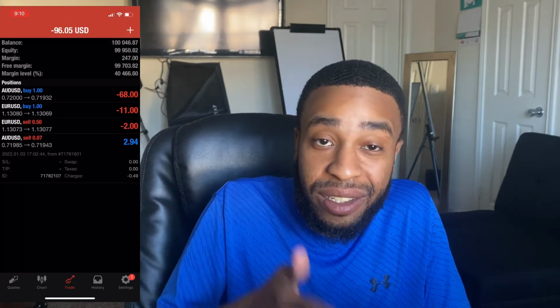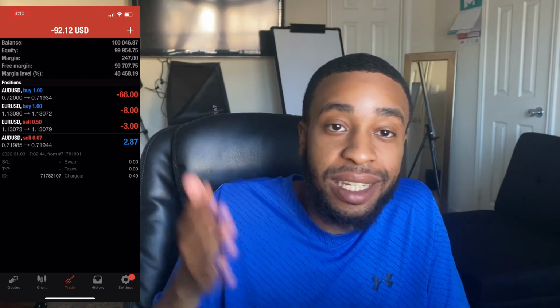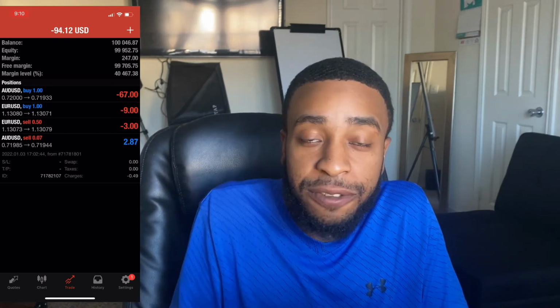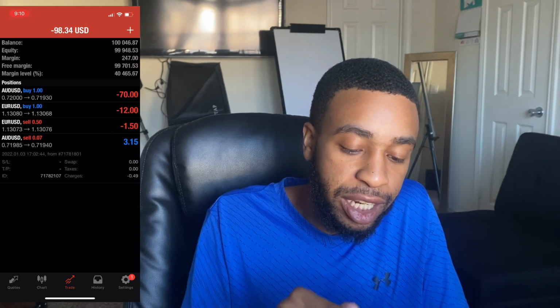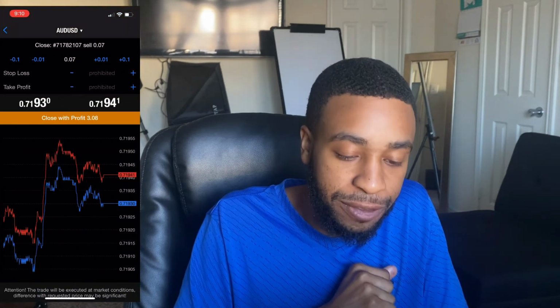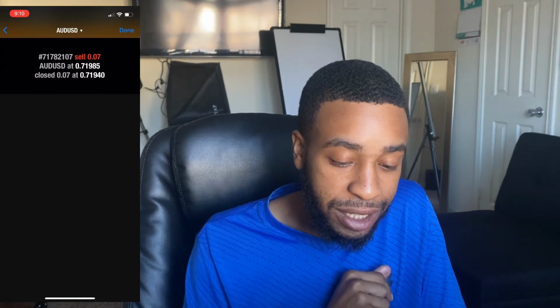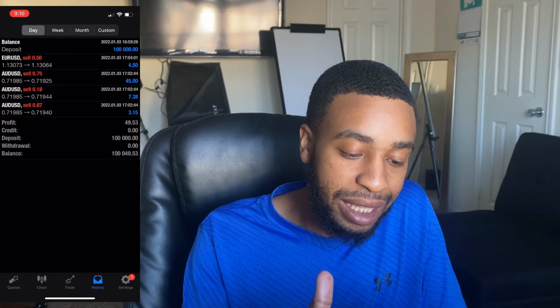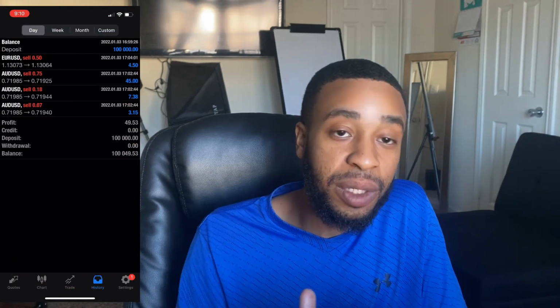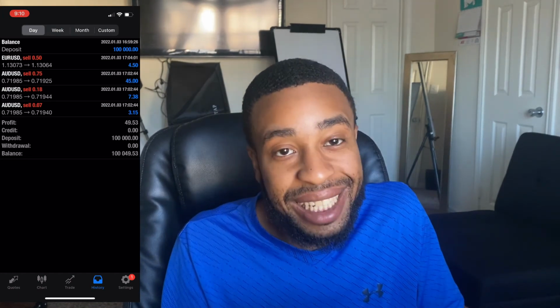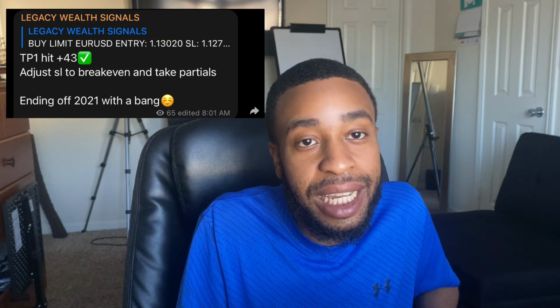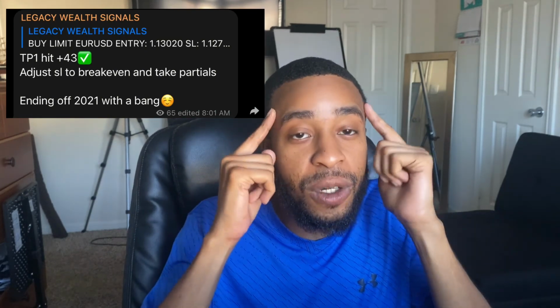So you can literally keep taking partials until you can't take partials anymore. And eventually, if you want to, you can just close out the whole trade like so. I'm going to swipe to the left, hit the check mark, and just close out all of the profit, right? And then whenever I go to history, you guys will see the profit that I made from closing out profit. So hopefully you guys now know exactly how to close partials, okay? Whenever you see me say adjust stop loss to break even and take partials, now you know exactly what to do.